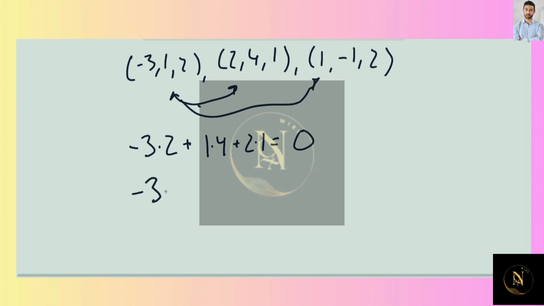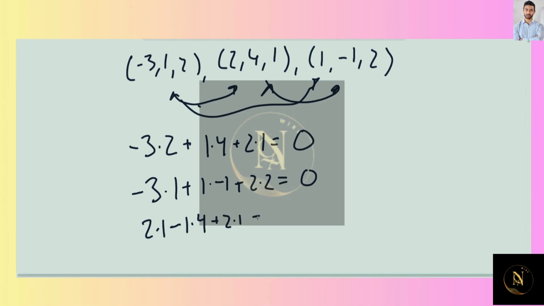Now let's do that. -3 times 1 plus 1 times -1 plus 2 times 2, that's -3 minus 1 plus 4, once again 0. And finally, we can check this final combination, and we get 2 times 1 minus 1 times 4 plus 2 times 1. Once again, we get 0. So we can confidently say that this set S is a set of orthogonal vectors with respect to the Euclidean inner product on R3.